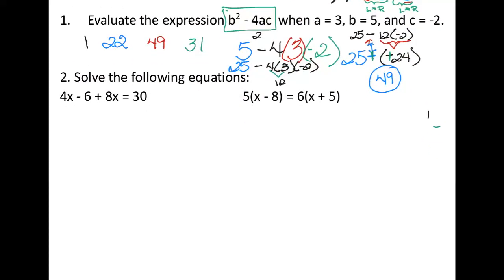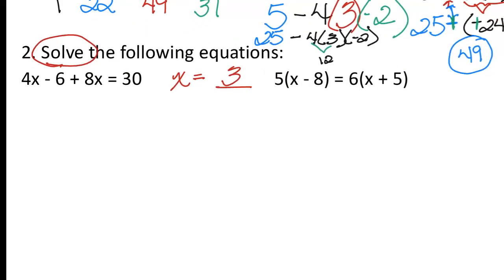Let's go to number 2. Solve the following equation. When it says solve, what am I solving for in this case? X. I want to get X equals something. Okay? Who's got an answer for me? X is equal to 3. Anybody get that? Yes? Good. All right, well, let's talk about this.